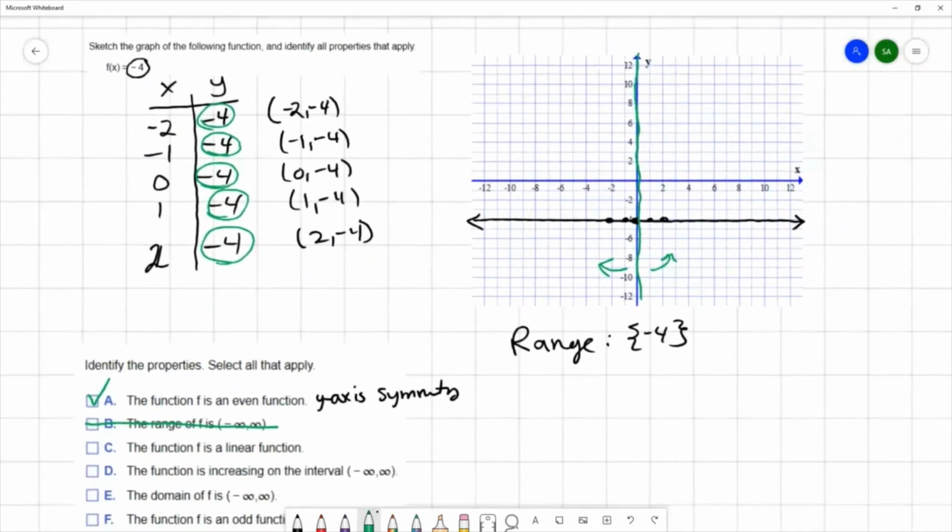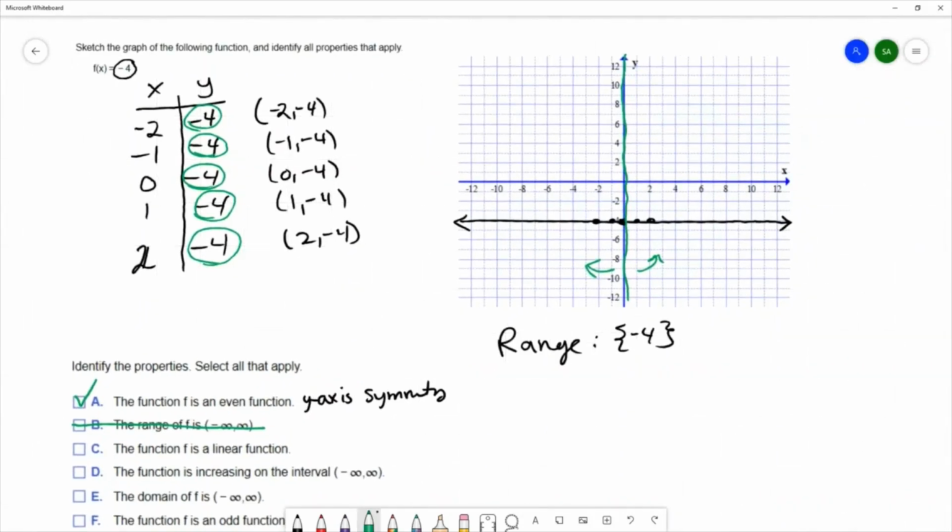The next property says the function f is a linear function. This is a linear function because the graph is a straight line. I would check linear function. The function is increasing on the interval from negative infinity to infinity. For this function, the y values are constant. The y values never increase, never decrease. They are constant for every value in the domain. So this function is not increasing, and I would not select that property.